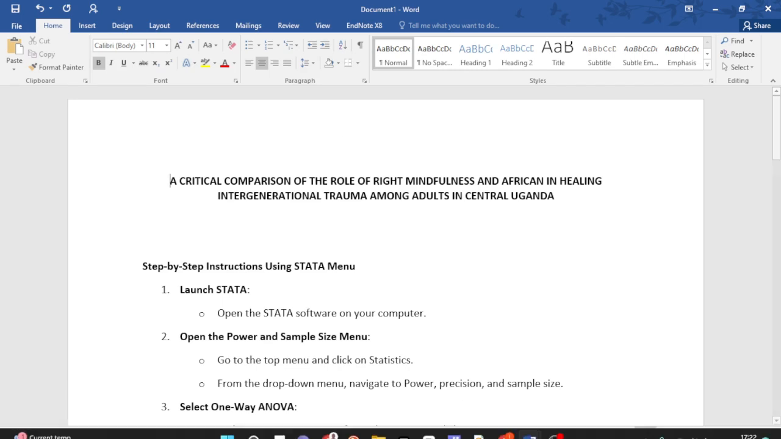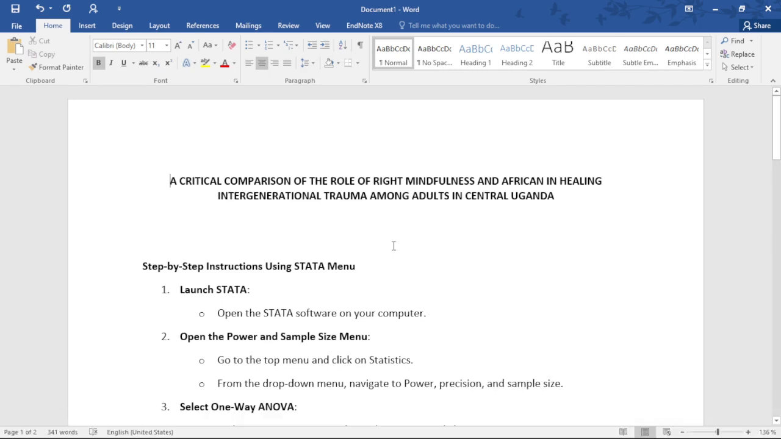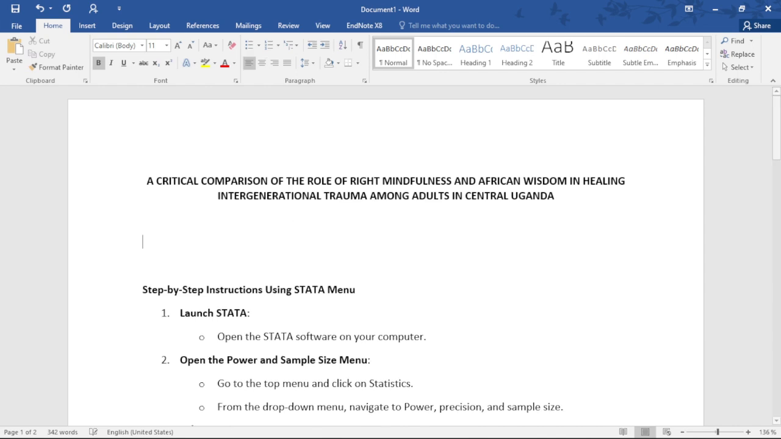So let's talk about using the STATA software to calculate sample size. And we will be calculating sample size for this particular study. This study is a critical comparison of the role of the right mindfulness and African wisdom in healing intergenerational trauma among adults in central Uganda. Now, the most important thing is that this was an intervention study.